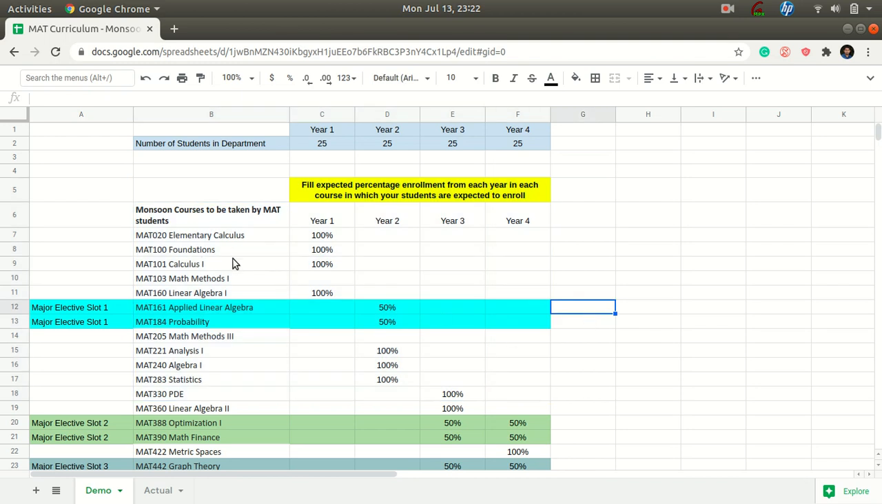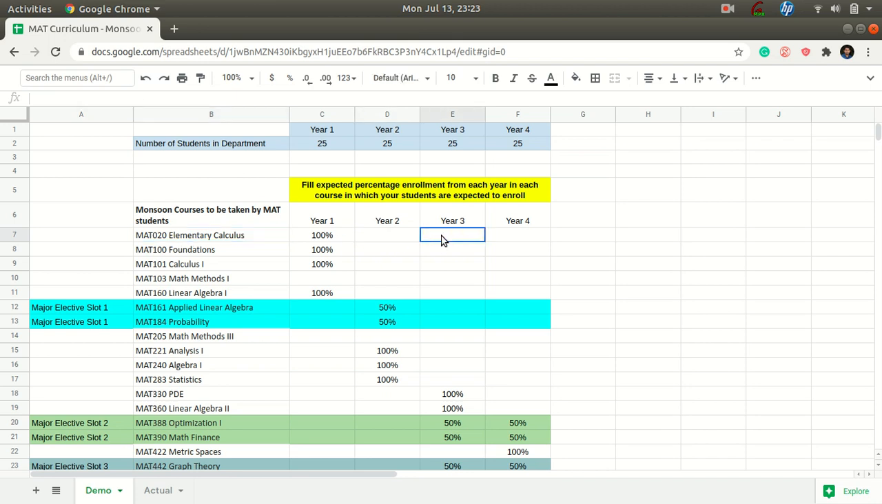So you have to make a list of courses that your department students are supposed to take, okay. This is how we tell the system that each year's students will be distributed in which all courses like this. So for each of the courses that your department students need to take, you have to tell the system that for that particular course, what percentage of the year-wise students will be enrolling in that course. For example, here MAT 020, and in front of that I have year 1 100%, now others are blank.